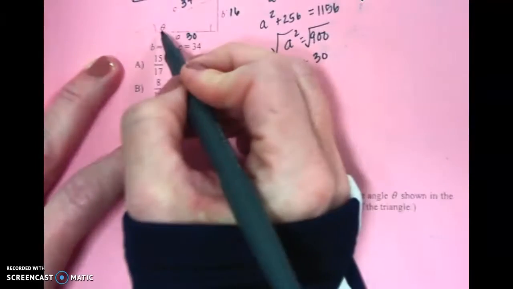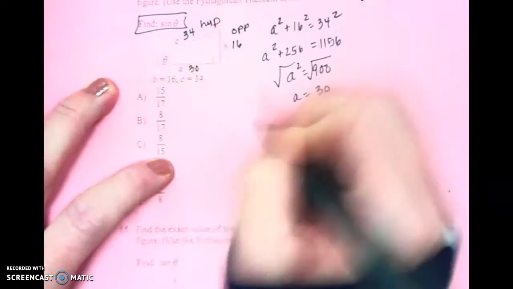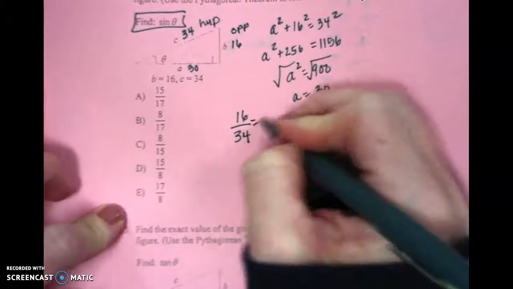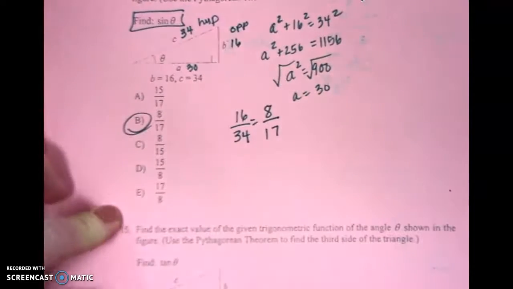Now it says to find the sine of theta. Here's theta. So we have our opposite and our hypotenuse. So 16/34 is not one of my answers here, is it? So I have to reduce to 8/17.